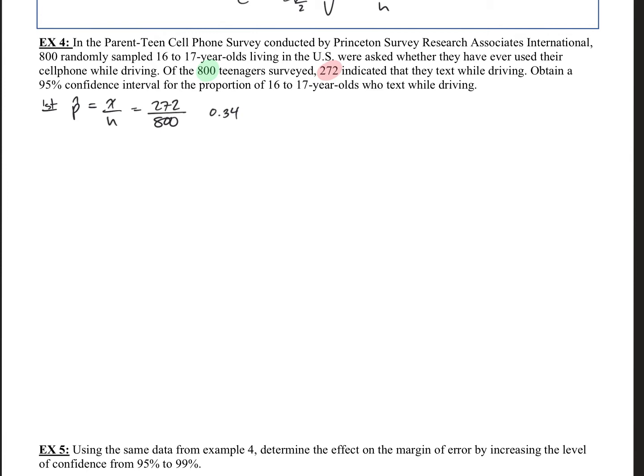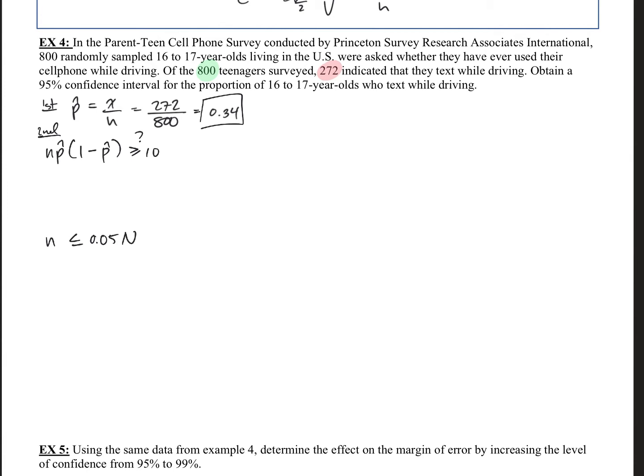Alright, so once we have found p hat, what should we do? We're going to first have to verify the two requirements that we had, which were n times p hat times 1 minus p hat needs to be greater than or equal to 10. And we also have to satisfy that n should be less than or equal to 0.05 times the capital N, so our population size.